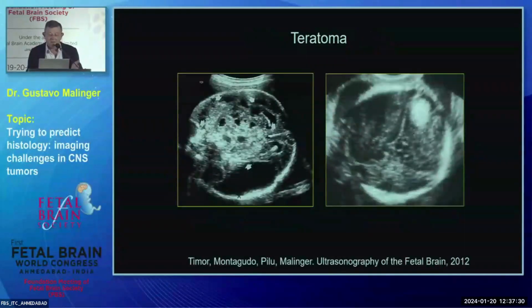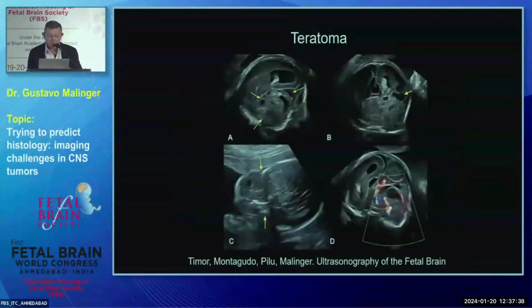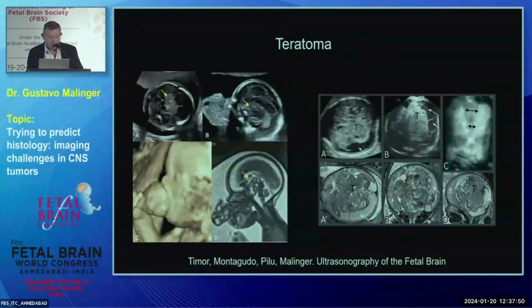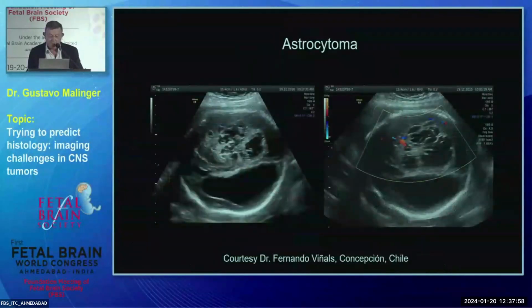Now, teratomas, strangely, can be cystic, solid, or partially cystic and partially solid, as in these cases. Here you have another teratoma. Sometimes teratomas may protrude or destroy even the face, or grow out through the mouth or through the eyes. As in these cases, this one is from Timur, and I think the other is from Dario.